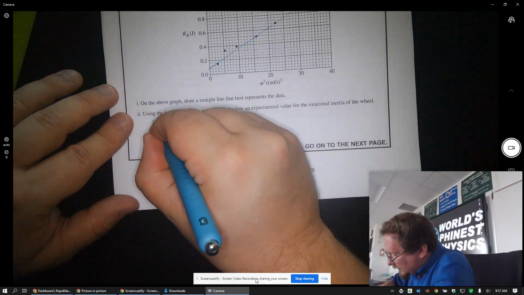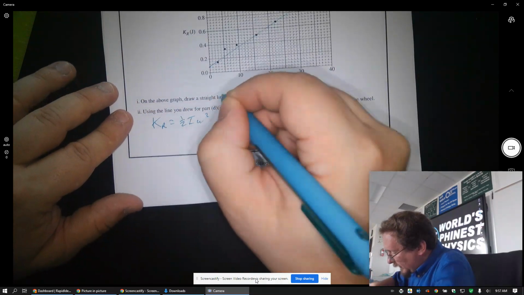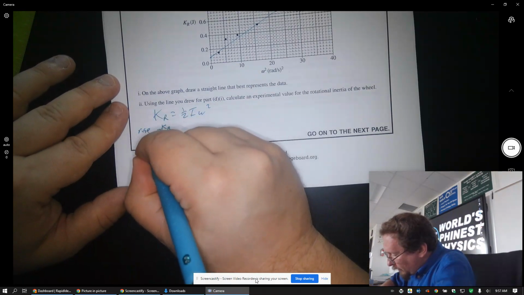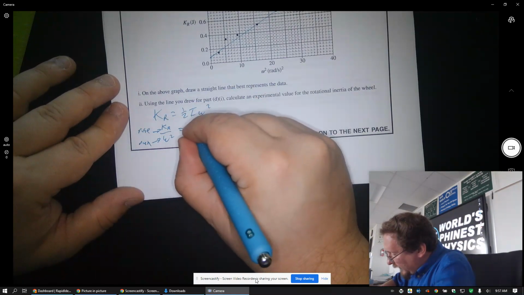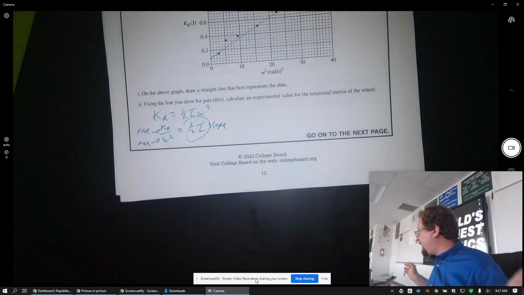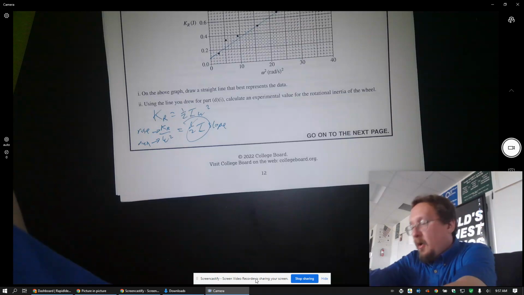Okay, so rotational kinetic energy is 1/2 I omega squared. So K rotational over omega squared, that's rise over run. So on the other side, 1/2 I, that's got to be the slope. So what is the rise over run of this thing?